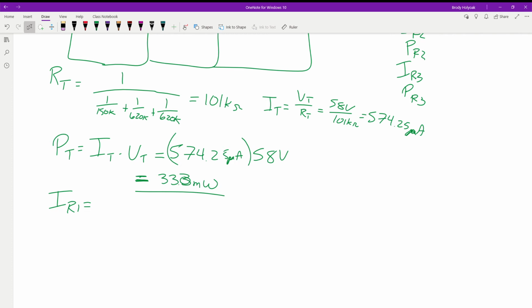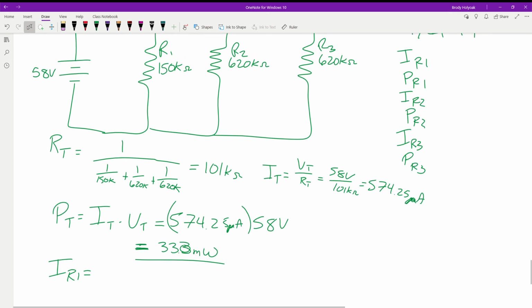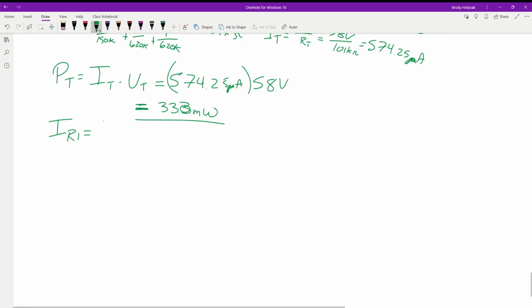Okay, so the current through R1, how do we solve for that? Ohm's law using what? Voltage over resistance. So how much voltage do we have? 58 volts. Over how much resistance? And that gives us how much was it?